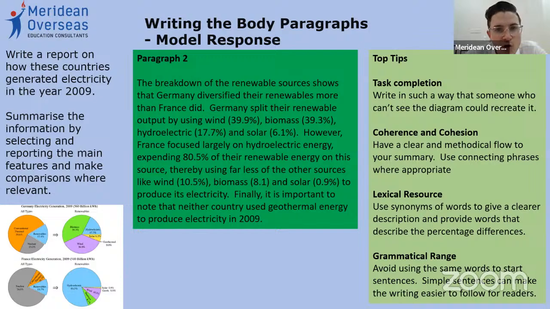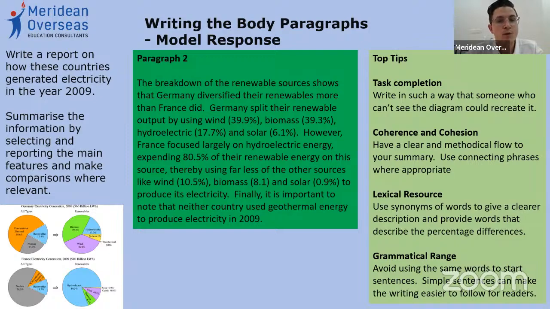Germany split their renewable output by using wind, 39.9%, biomass, 39.3%, hydroelectric, 17.7%, and solar, 6.1%. However, France focused largely on hydroelectric energy, expending 80.5% of their renewable energy on this source, thereby using far less of the other sources like wind, 10.5%, biomass, 8.1%, and solar, 0.9%, to produce its electricity.